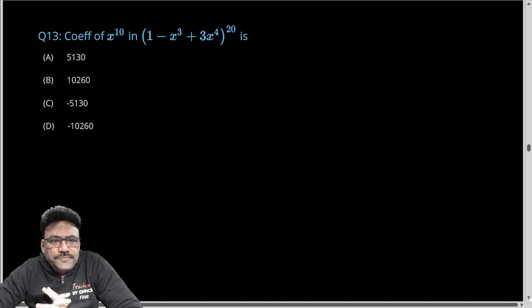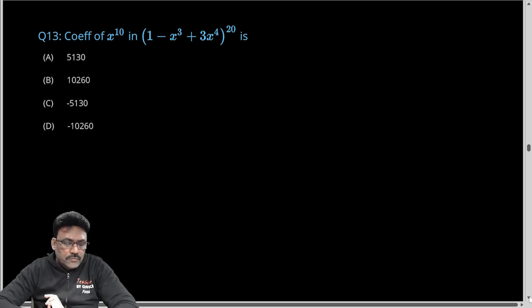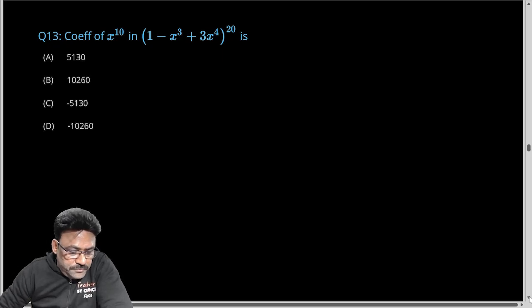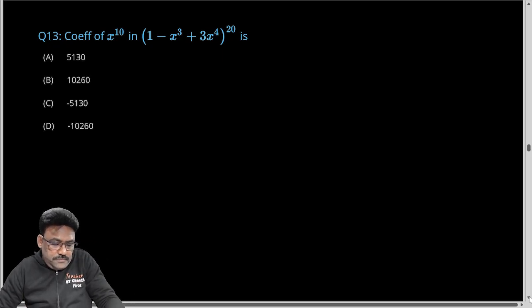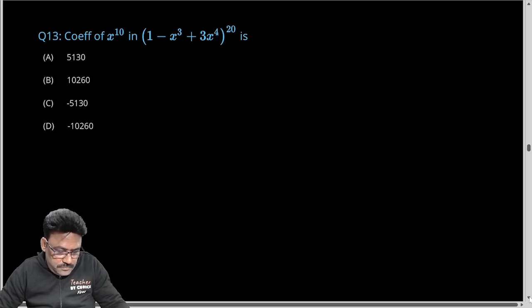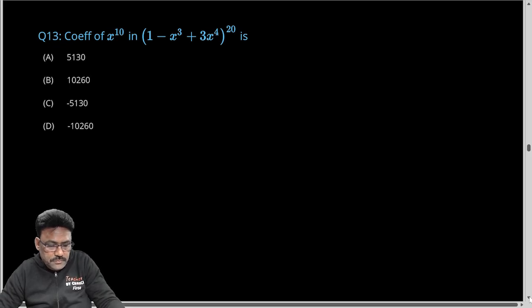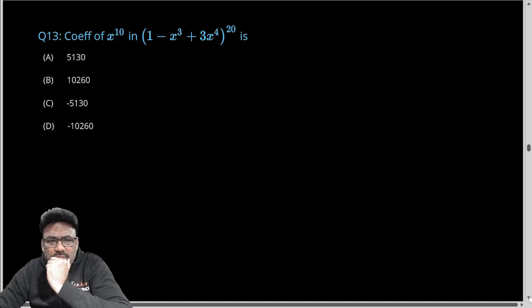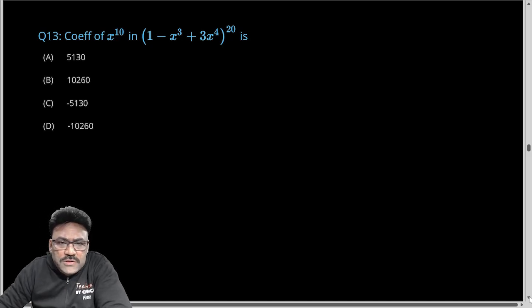Now let's see this question. You have to get the coefficient of x raised to 10 in this expansion. What will be the coefficient of x raised to 10? So if I use multinomial theorem here, what will be the general term in this expansion?